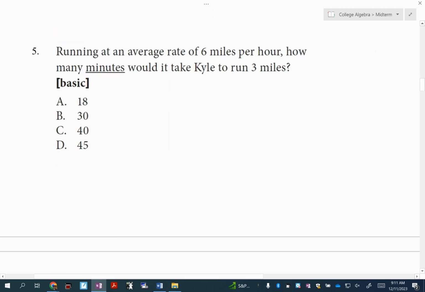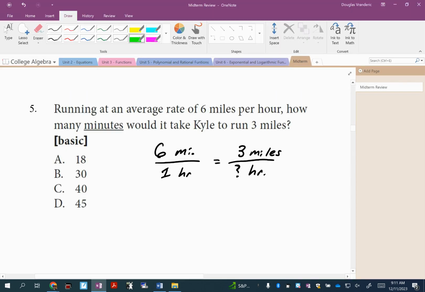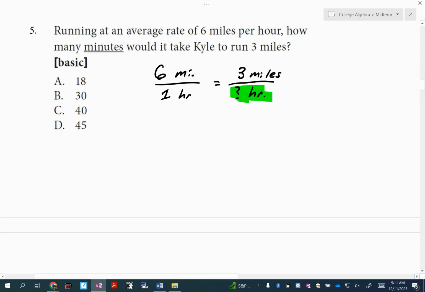Number 5. Running at an average rate of 6 miles per 1 hour, how many minutes would it take for Kyle to run 3 miles? Well, if I do 3 miles, for now I'm just going to keep this as how many hours. So solve for my question mark, just like I did in the first one. This is a proportion where I have 2 ratios equal to each other. So I'm going to do cross products to get 6 times that question mark equals 3. If I divide both sides by 6, you get question mark equals 1/2.